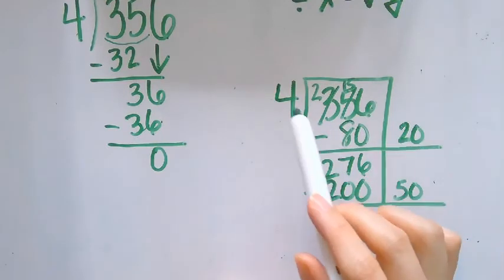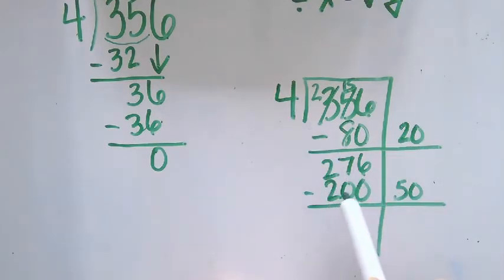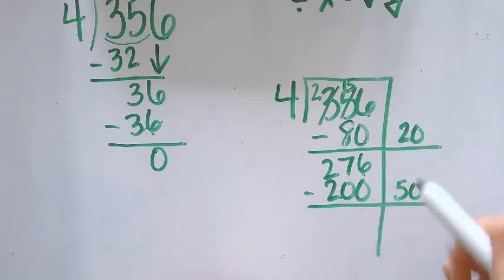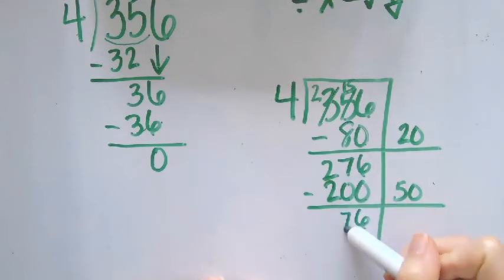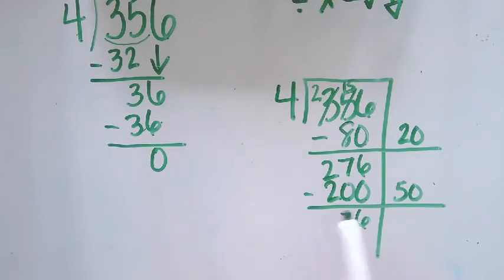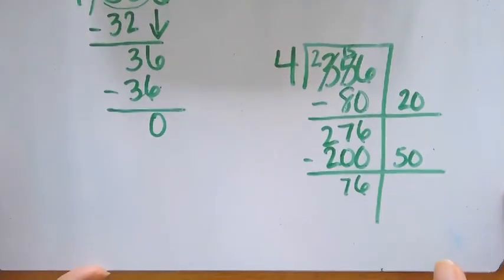Just checking my work. 4 times 5 is 20, and that 0 makes it 10 times greater. Okay? Now I'm just subtracting. 6 minus 0 is 6. 7 minus 0 is 7. 2 minus 2 is 0, not bringing that 0 down. All right, I still know I need to make that number even smaller because 4 still goes into 76.